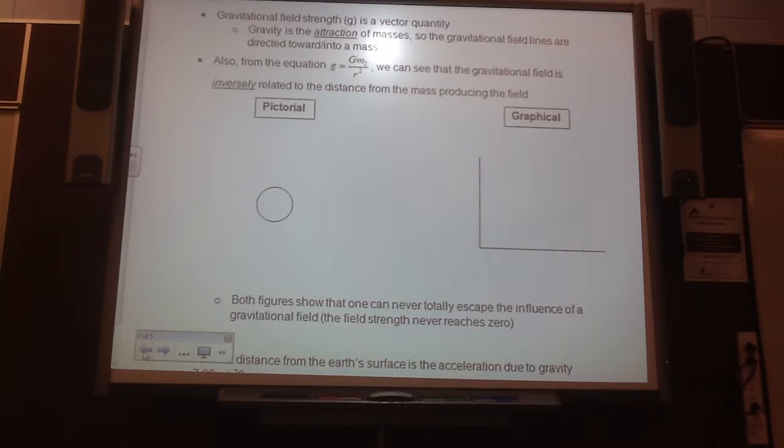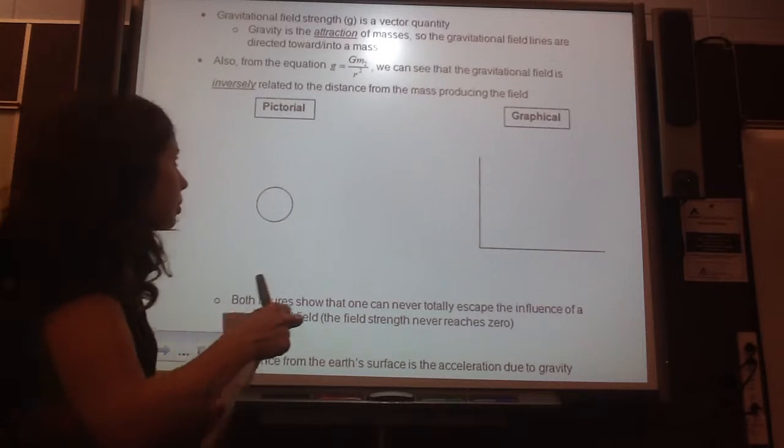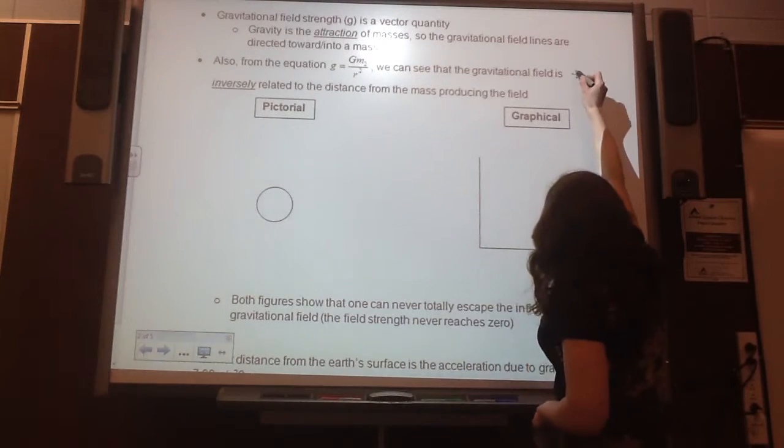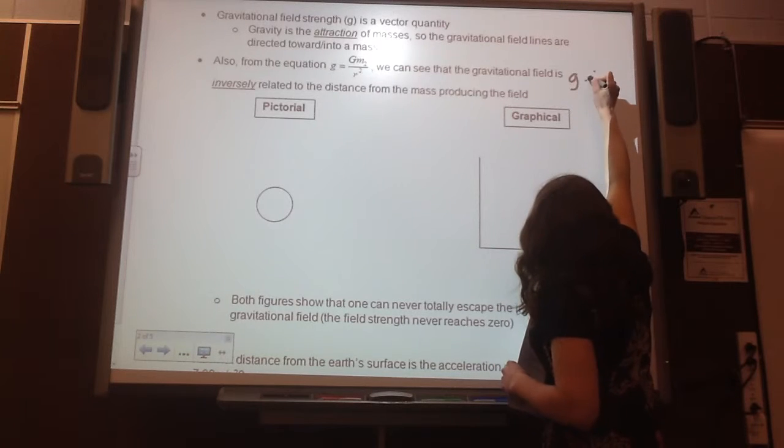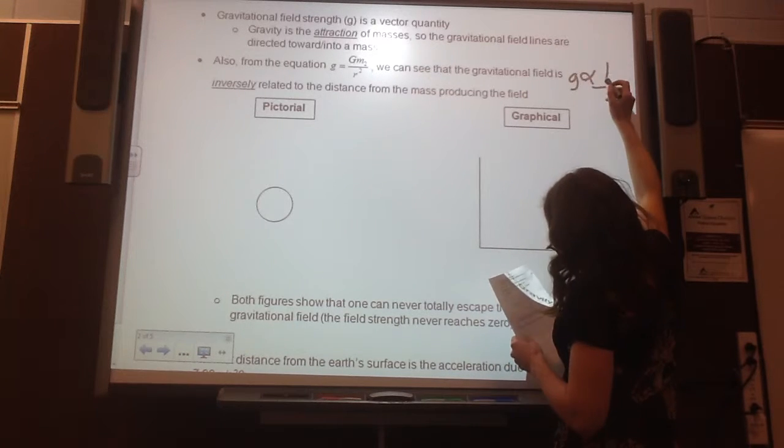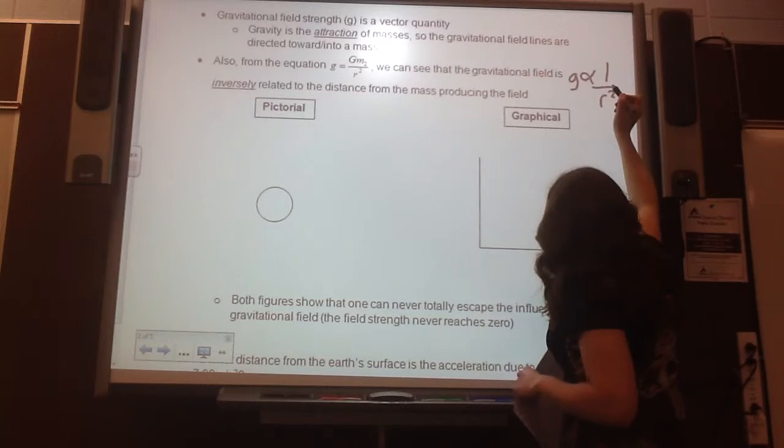So gravitational field strength, really it's acceleration, so that's a vector quantity. Gravity is the attraction of masses, so the gravitational field lines are directed inward to the mass, just like we drew. Also from our g equals big G times m2 over r squared, we can see that gravitational field is inversely related to distance from the mass producing it. So we would say our g is inversely proportional to r squared.